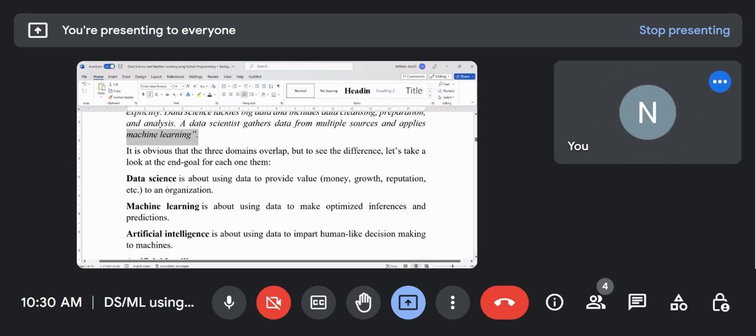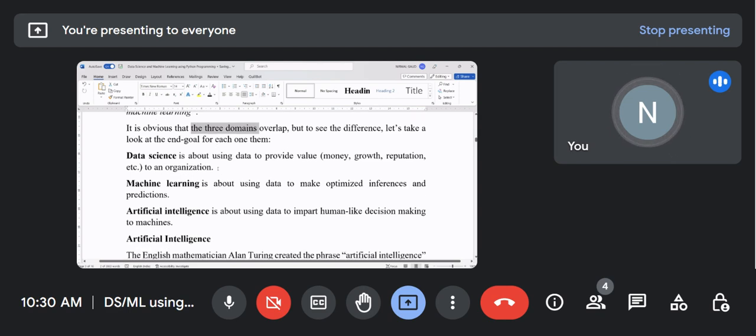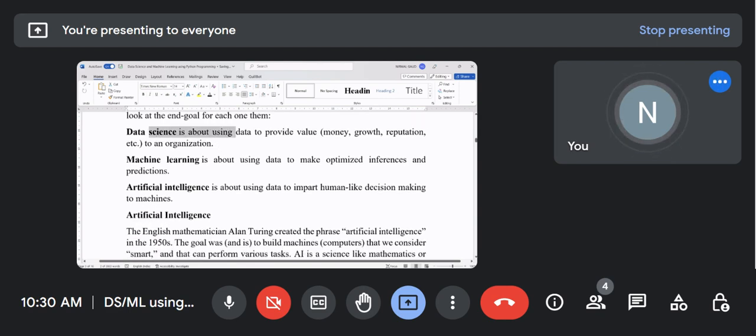Okay, so obviously these three domains are going to overlap. So data science is about data, and it provides value. That means money, growth, reputation to an organization. Obviously each and every organization right now is looking for data, because by using that particular data, they can analyze the trends.